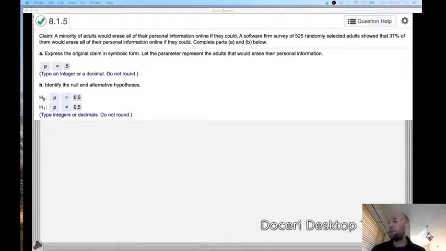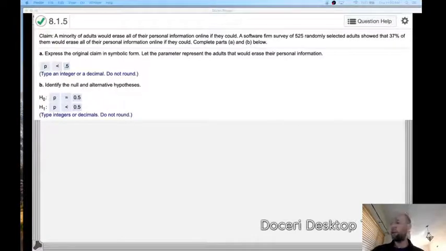In this problem, there's a claim that a minority of adults would erase all of their online information if they could. Someone wants to test this claim using a hypothesis test. So a software firm wants to see whether this claim is correct. They sample 525 people, and of those 525 people in the sample, 37% of them agree that they would erase all of their online information if they could.